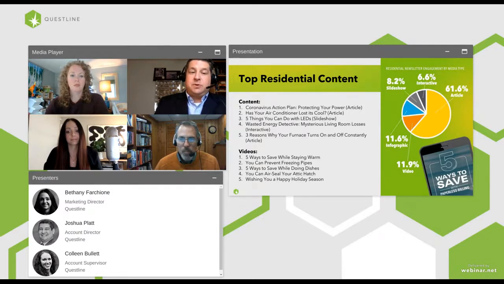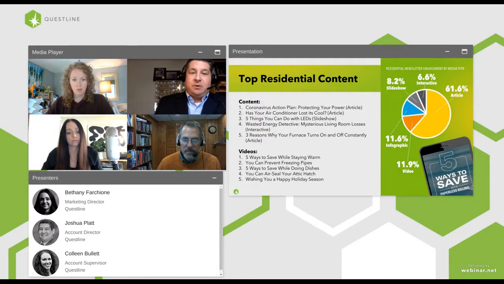Our benchmarks show that customers interacted with a variety of content types. Articles remain the most popular and engaging content format, with 61% of all interactions coming from articles. But the next most engaged with content type was video, and that's growing. For the residential audience segment, that comes in at just under 12%. Among videos, 5 Ways to Save While Staying Warm was the most viewed, followed by You Can Prevent Freezing Pipes.